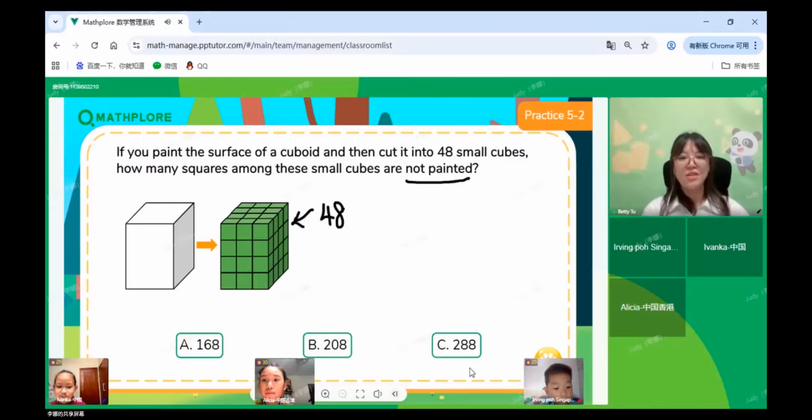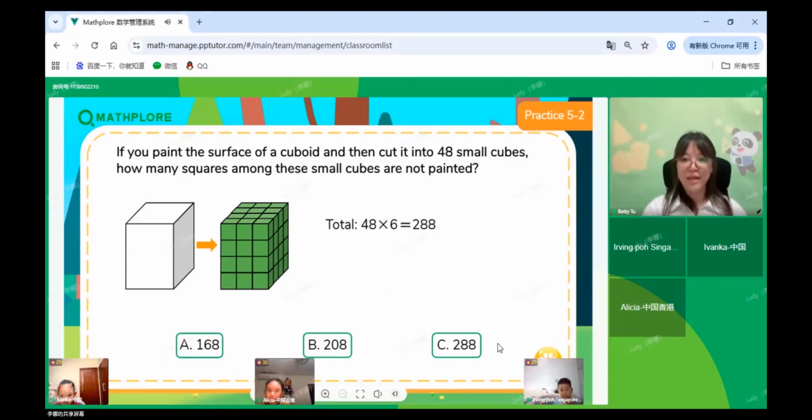So here we cut this cuboid into 48 small cubes. In 48 small cubes, how many squares do we have? If we have 48 small cubes, then how many faces do we have? Faces, there's 6. Times 6. Good. So 48 times 6 is 288. That's the total squares. We are finding how many are not painted, which is inside. We have no idea. We only know the painted part, which is outside on the surfaces, right?